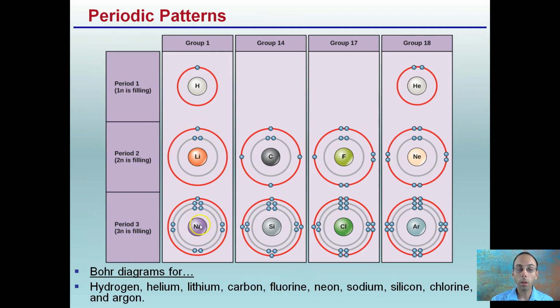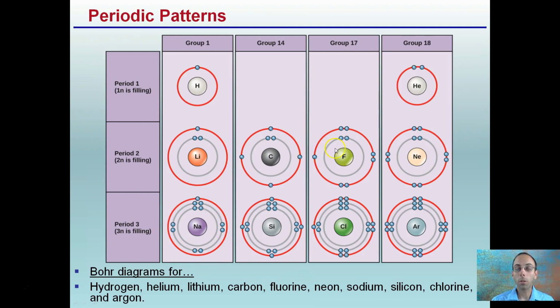With Na, or sodium, there are 2 in that first energy level, and we see 1, 2, 3, 4, 5, 6, 7, 8 in the second energy level. In that third energy level, we have 1 more, which is the 1 valence electron. Now, how do we know sodium has these 11 electrons? Well, we have 2 here, plus 8, which is 9, 10, 11. There are 11 protons, so in a neutral atom, there are going to be 11 electrons.